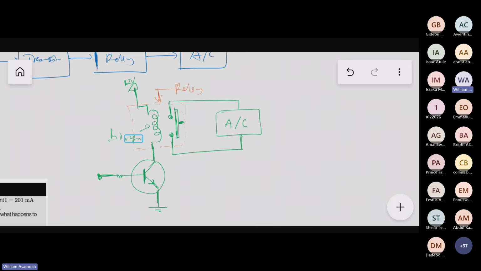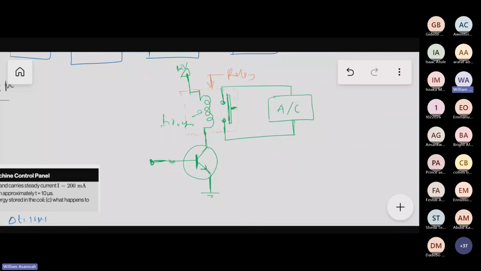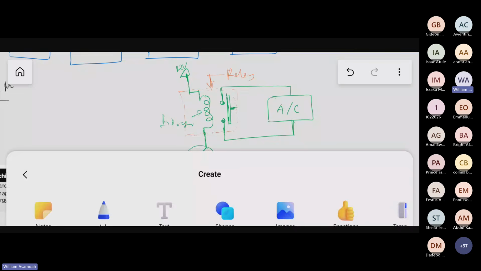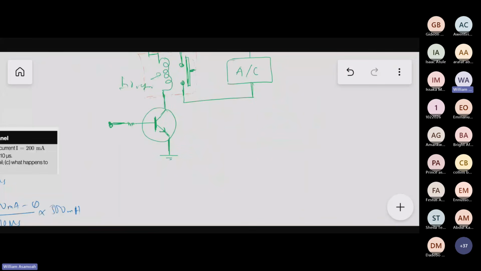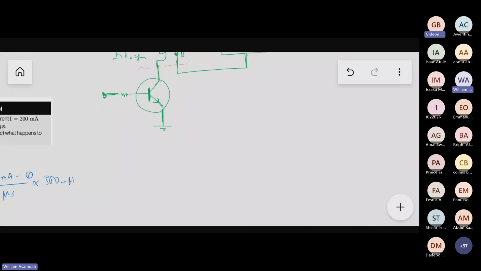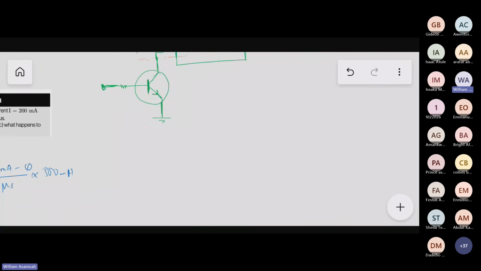So how do we prevent this? What do we do? That is why we use something we call a flyback diode. So when this guy turns off, there is another device. You've heard of that device before, right? You've heard about diodes, haven't you? Senior high school, you did diodes. What is a diode? A diode is a device that allows current to flow in only one direction, unidirectional.